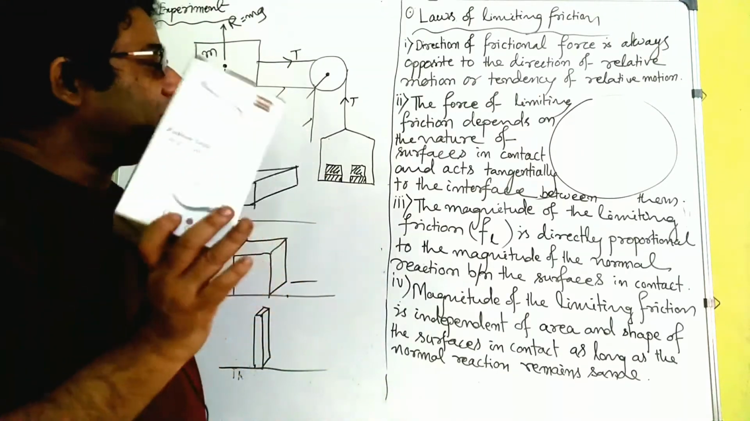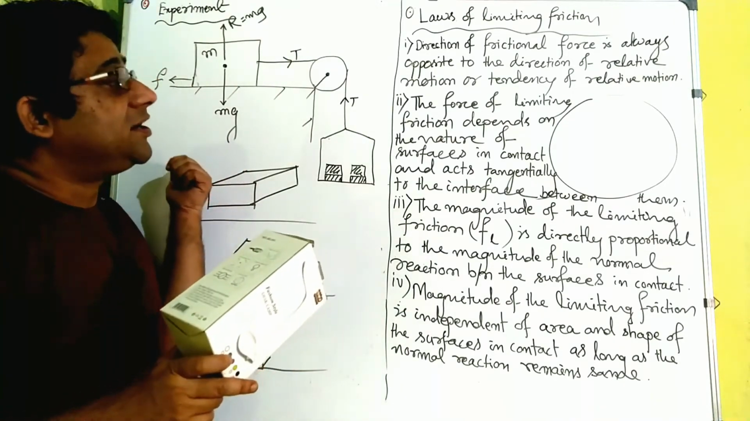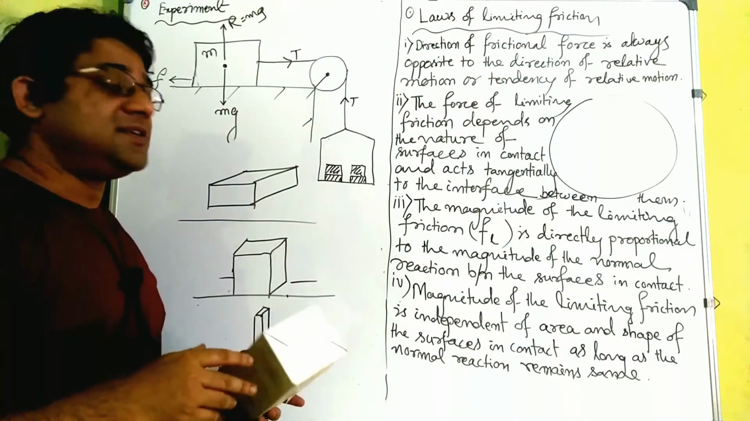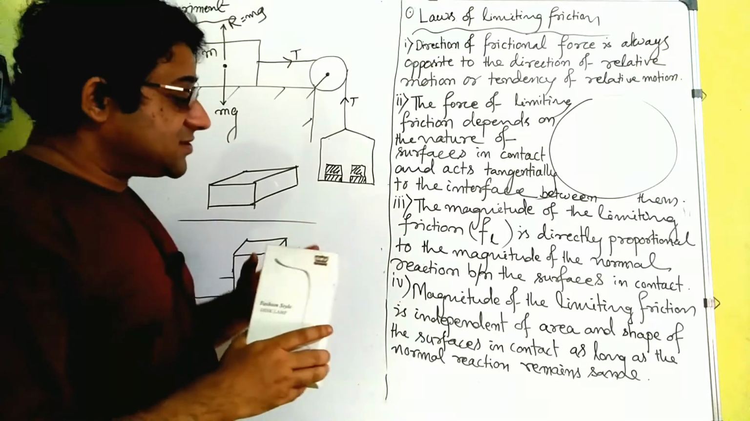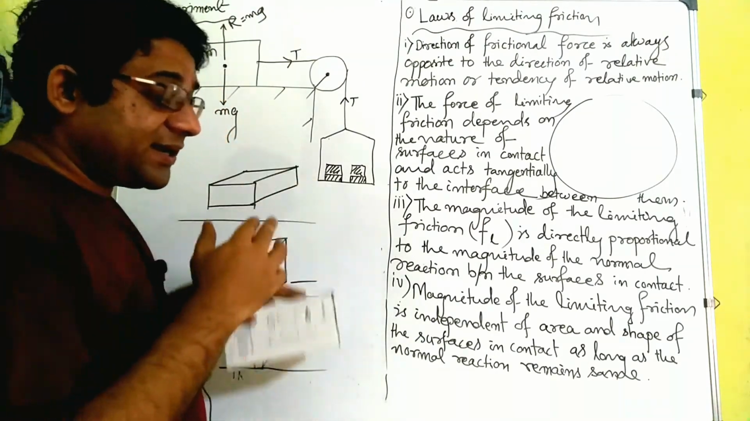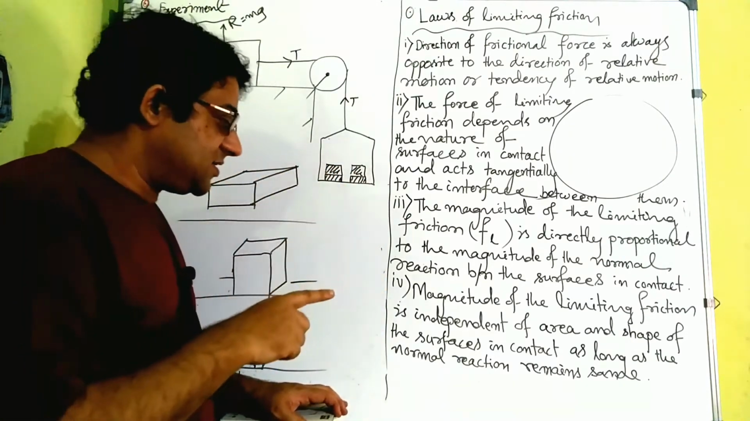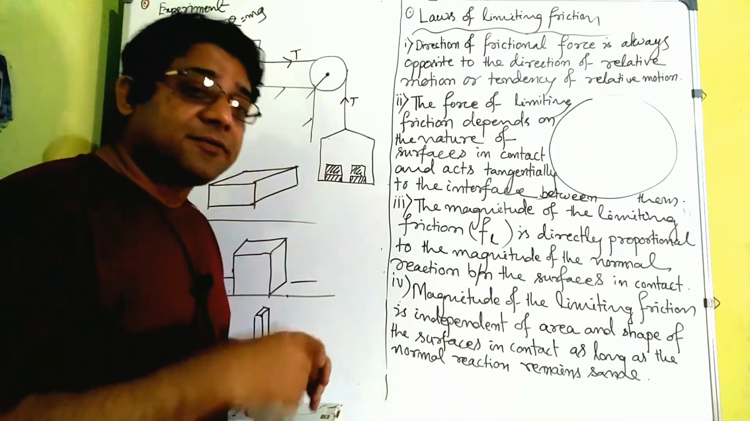Now, there may be one doubt in your mind: at one point of time I said that a new theory proposed that the cause of friction is the actual area of contact, right? Now, the cause of friction is the actual area of contact. That means if the actual area of contact increases, the frictional force also should increase. How is the magnitude of the limiting friction independent of area?